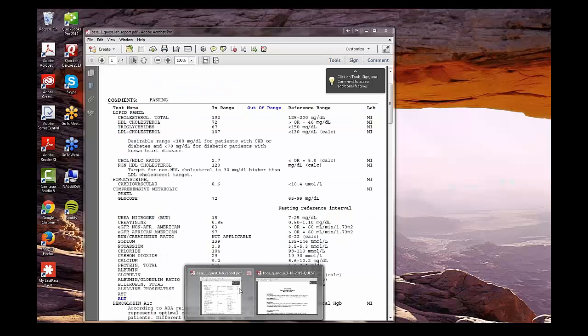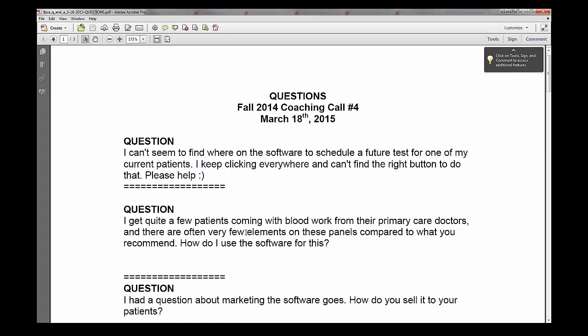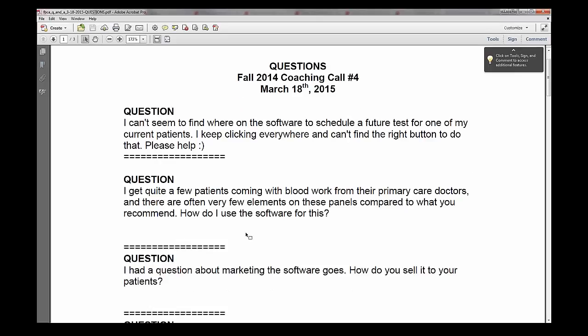All right, let's go down here. I get quite a few patients coming in with blood work from their primary care physicians, and there are often very, very few elements on these panels compared to what you recommend. How do I use the software? This is a really good question, and I get it quite a lot too. I know that there are practitioners out there who may not have the ability, because of their state licensing, to order blood tests, so they're relying on the blood tests gotten back from their patients. And so many times they don't have enough information on them.